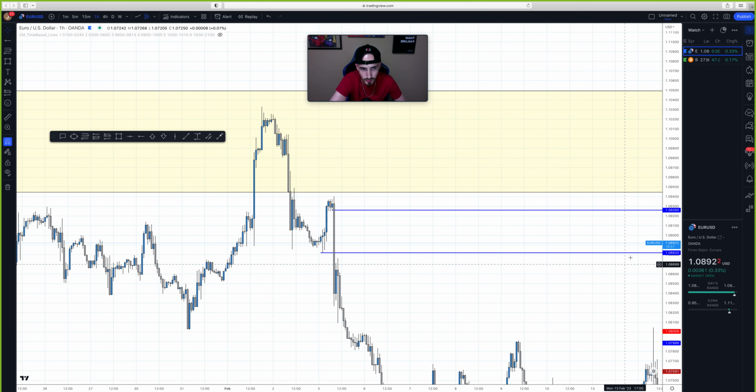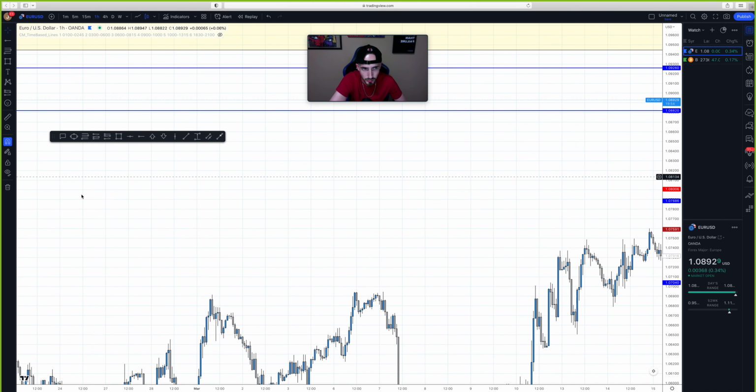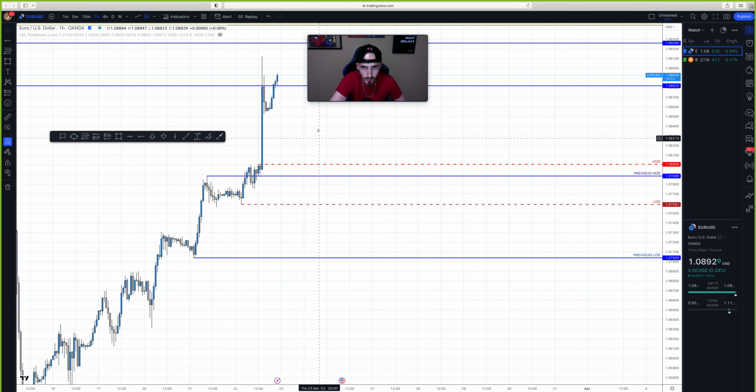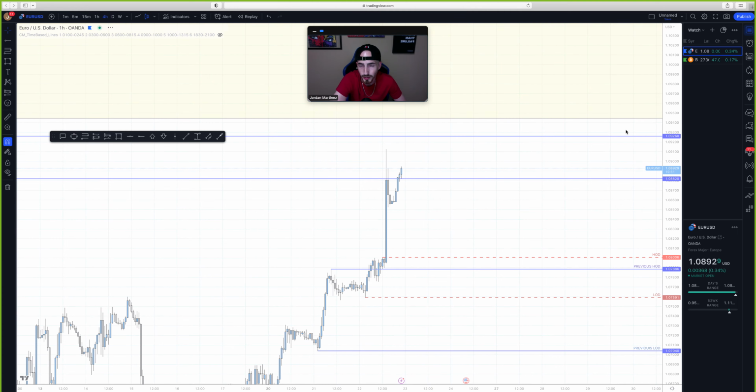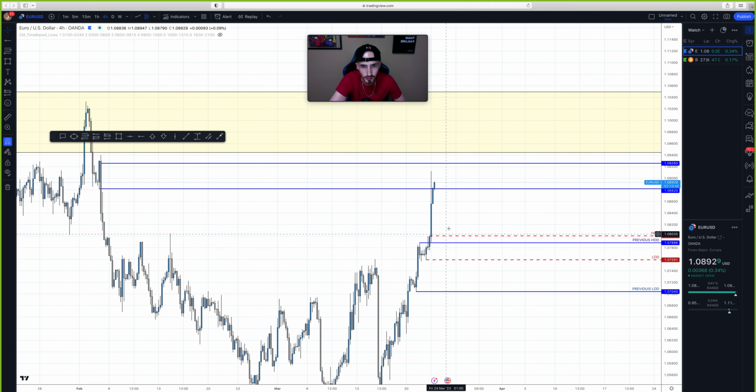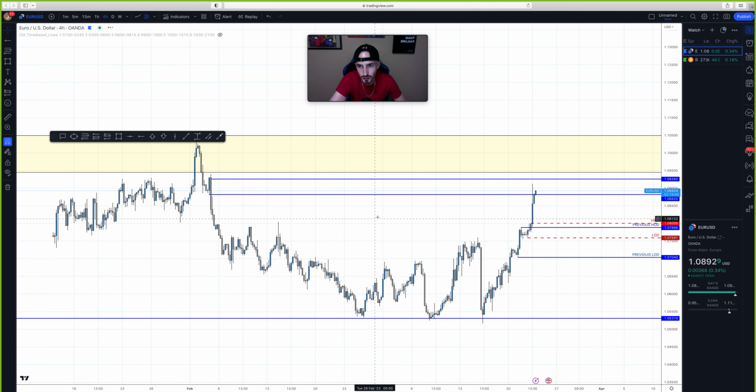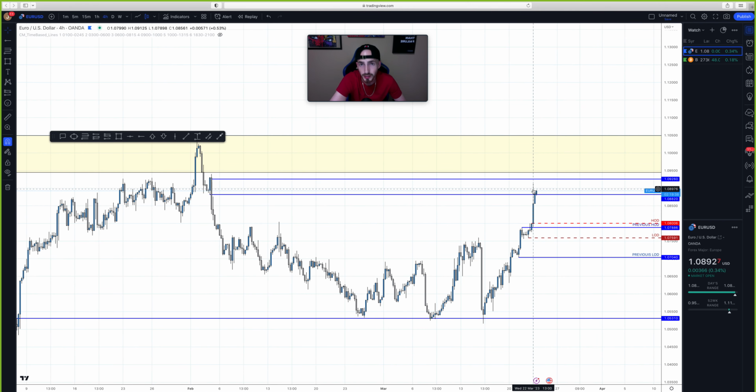H4 supply, H1 supply. And then if we just scroll over, notice how it looks like we need to have a pullback on this H4 time frame. Look how we have this bullish move right here. We've had 1, 2, 3, 4, 5, 6 bullish candles on the H4 time frame. Very likely London is going to be selling tonight from this area.